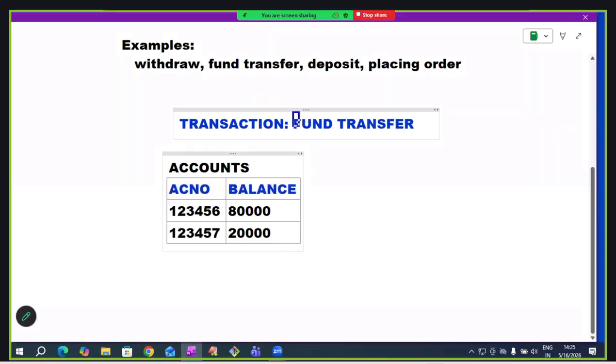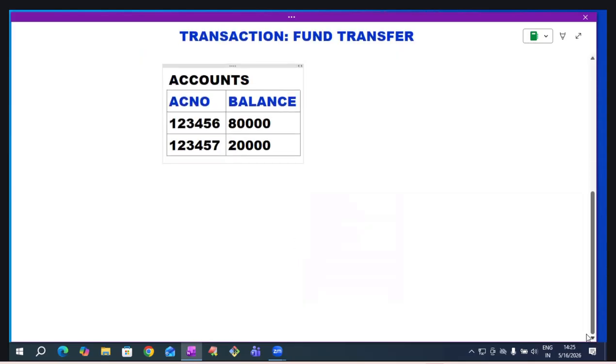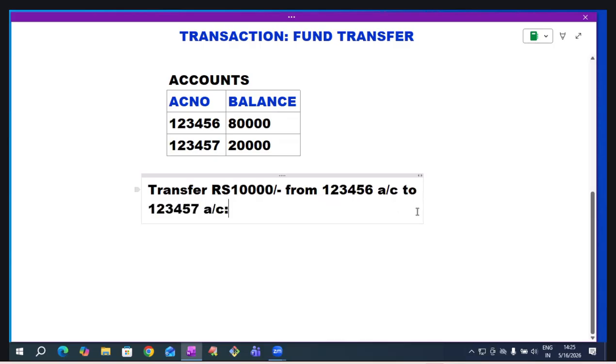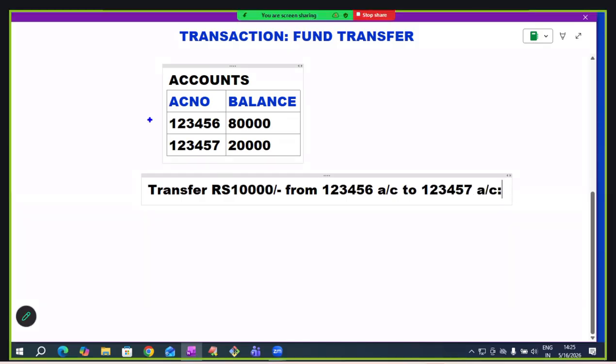Now I want to perform a fund transfer transaction. Observe here, the transaction is to transfer 10,000 rupees from account 123456 to account 123457. This is my requirement. So from 123456, transfer 10,000 rupees to 123457.